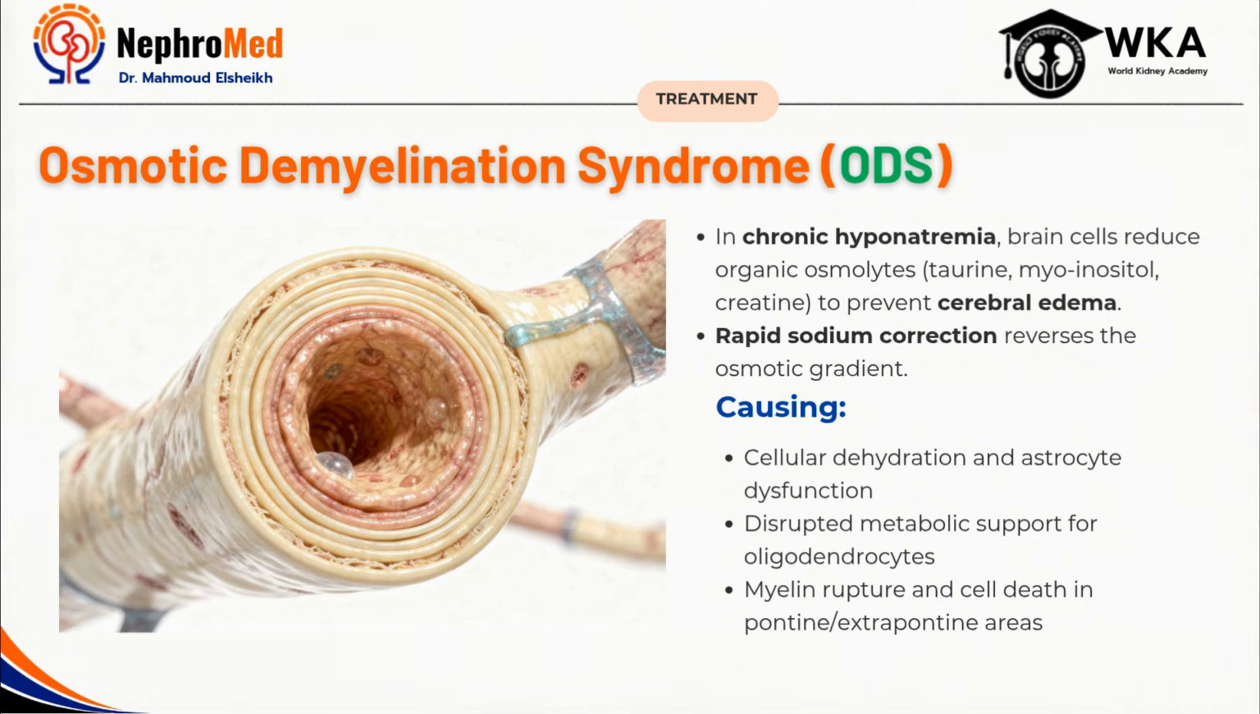But extrapontine regions can also be involved. In the pathophysiology, astrocyte dysfunction and impaired metabolic support to oligodendrocytes may play a major role in this process. Clinically, patients may initially appear improved, then deteriorate several days later with dysarthria, dysphagia, quadriparesis, behavioral changes, and even locked-in syndrome.